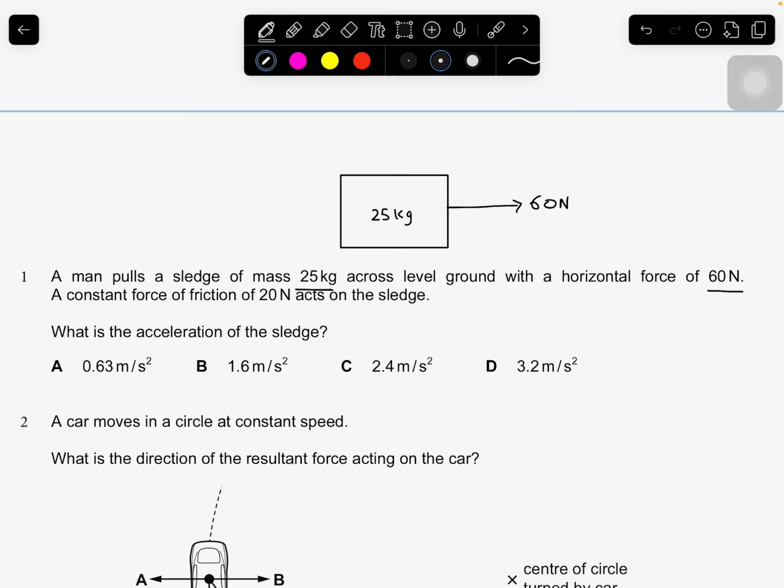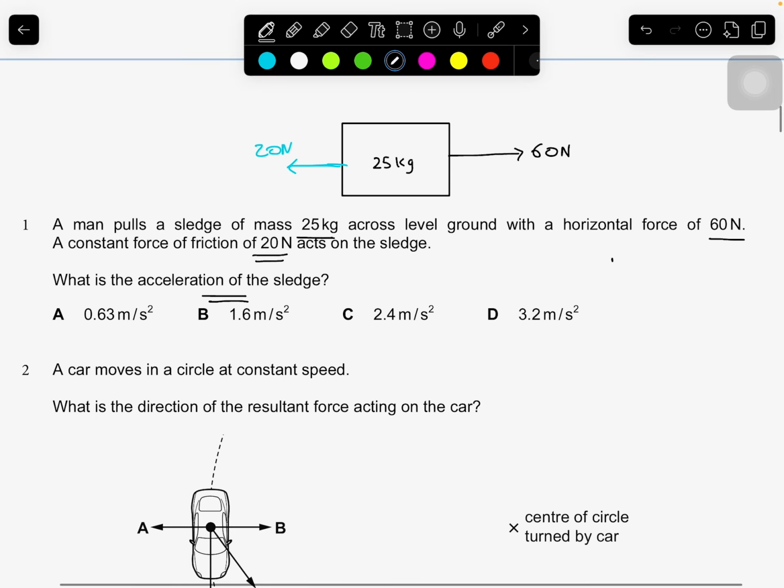A constant force of friction of 20 newtons acts on the sledge. If the man is pulling to the right, what's the direction of friction? If the object is moving to the right, what is the direction of friction going to be? Opposite to that. Whatever direction an object is moving, friction is going to be opposite of that. So your friction is going to be to the left, and it's 20 newtons. I'm drawing a smaller arrow because it's less than 60. What is the acceleration of the sledge?